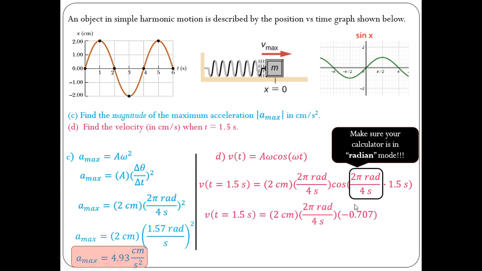All right, so from there, once you do that, you can just simplify. Here, I've simplified cosine of 2 pi rad over 4 times 1.5. If you put that in your calculator, it will give you a negative value of 0.707. And if you simplify further with your calculator, you should get a value of negative 2.22 centimeters per second.